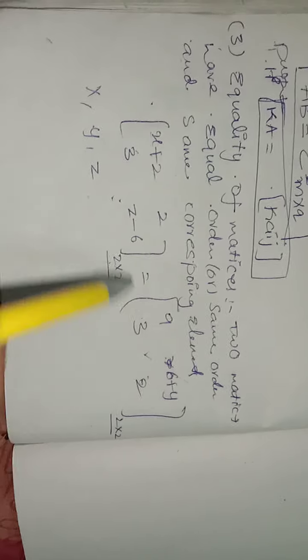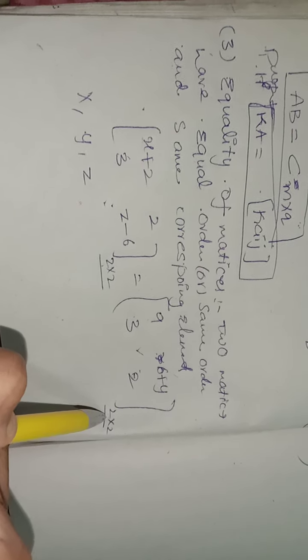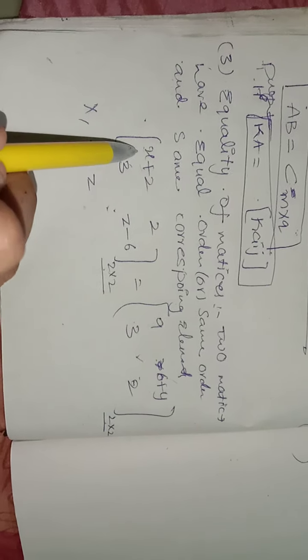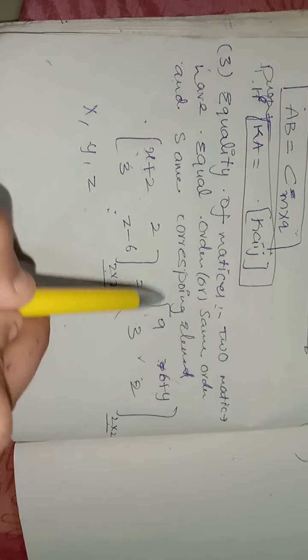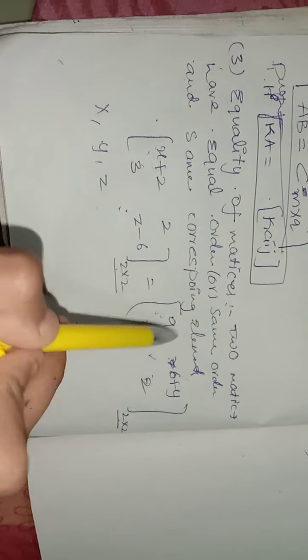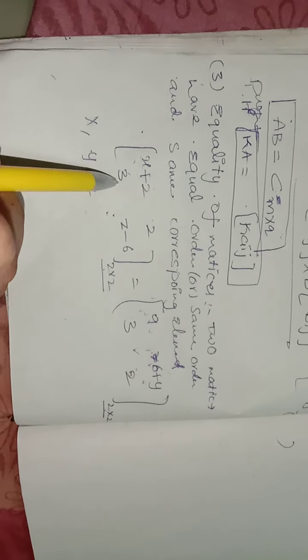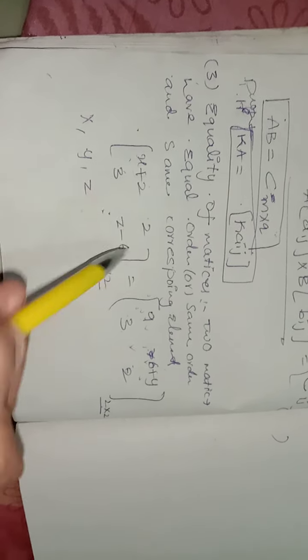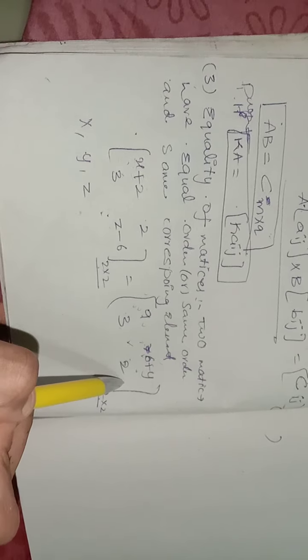So, this is the equality of matrices. This matrix equals this one. What is the condition? The order should be equal. Yes, the order is equal. Then the other condition is that the corresponding elements must be the same. So we can equate each and every element: x plus 2 equals 9, 2 plus 2 equals 6 plus y, 3 equals 3, and z minus 6 equals 2. Then you get x, y and z.